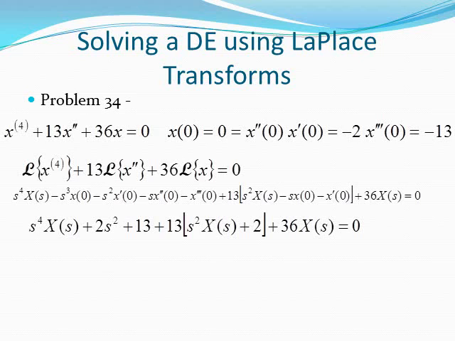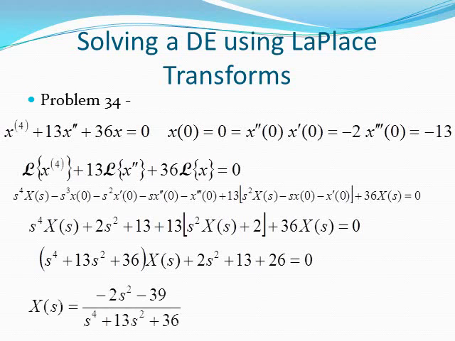Now we just need to group all the capital X's together and everything else that doesn't have an X in it. If we do that, we get this expression. Now I need to solve for capital X. I solve for capital X, and this is my Laplace transform of my differential equation. Now to find x of t, I have to take the inverse of this. I'll take the inverse Laplace transform of this.